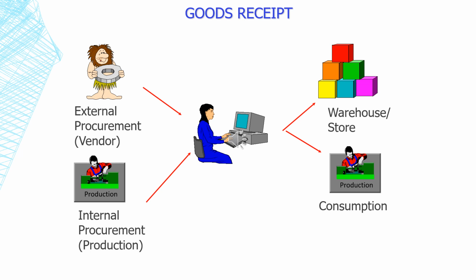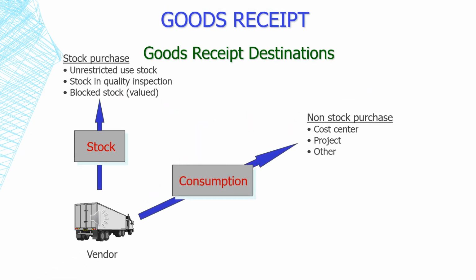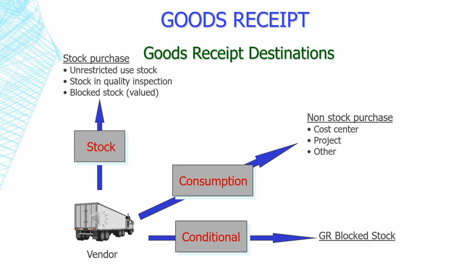Now once you are issuing goods to your client or your warehouse, there should be a goods issue component. Here we have listed out the goods receipt destinations. So it could be unrestricted stock, or stock in quality inspection. It could be blocked stock, or non-stock purchases such as cost center, profit centers, others, GR blocked stock.